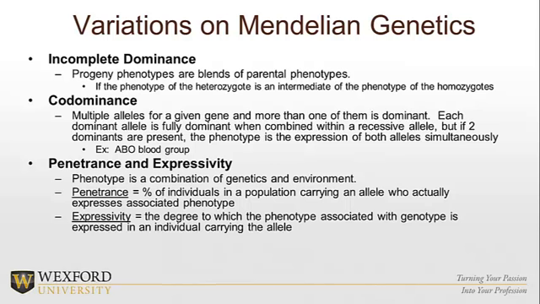Well, remember the physical manifestation, the phenotype, is a combination of both genetics and environment. So skin color, obviously usually has a genetic component, but also an environmental component, how much sun you get and what have you. So penetrance is the percent of individuals in a population that are actually carrying the allele and that actually express the associated phenotype, that shows you how much the genetics are actually taking the role. And expressivity is the degree in which the phenotype associated with the genotype is expressed in the actual individual. So how much is that gene being expressed in the individual?